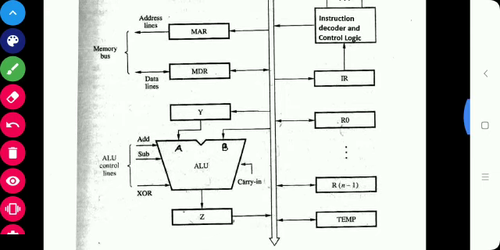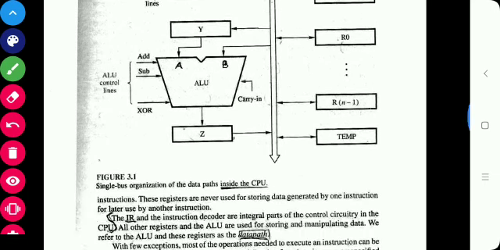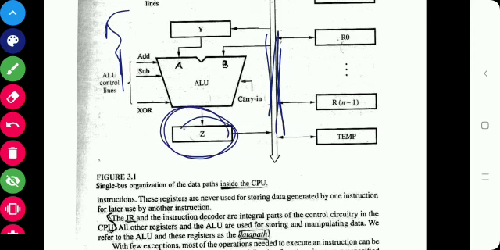As we know, the ALU is the arithmetic and logic unit which performs arithmetic and logical operations. The arithmetic operations are addition, subtraction, multiplication and division, and the logical ones may be AND or XOR. The ALU has two inputs. One input is from the Y register, and the second input is from the internal bus, and the output of the ALU is stored into the Z register.